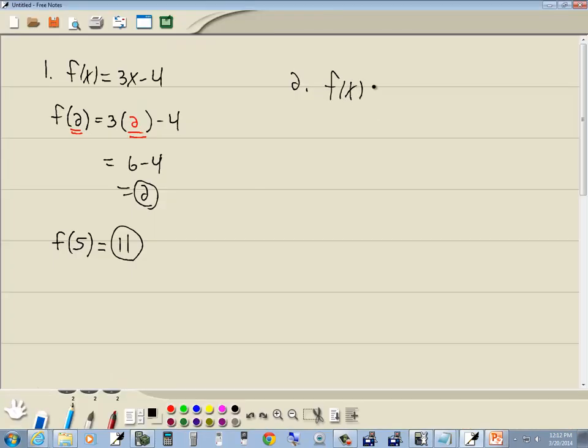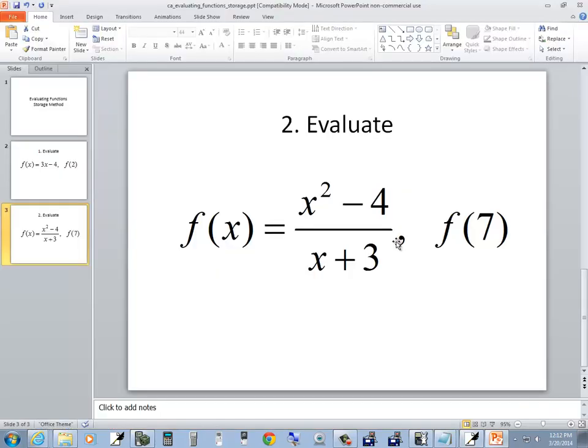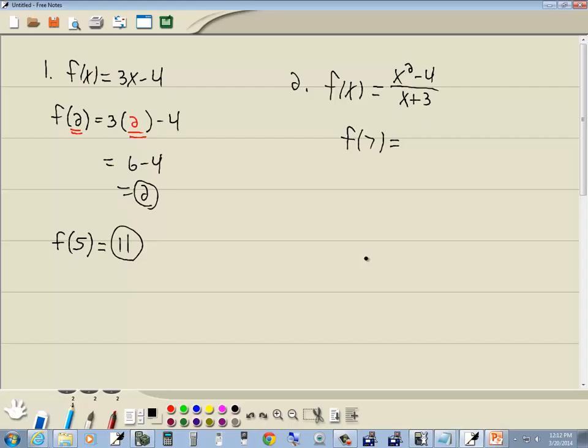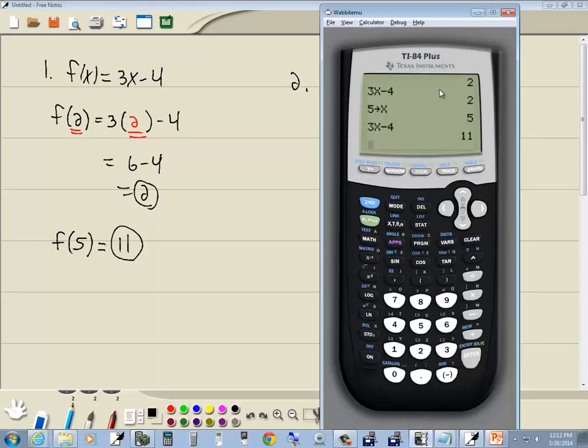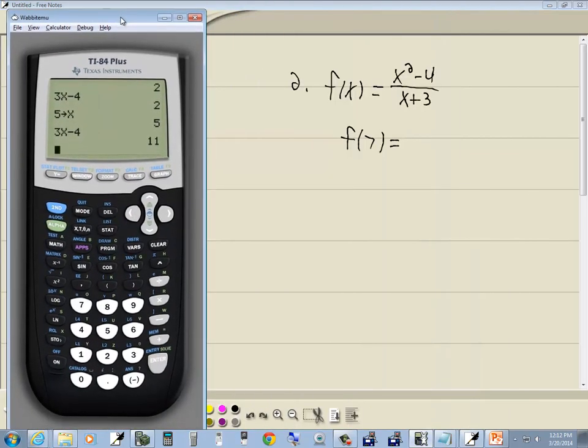We got f of x is equal to x squared minus 4 over x plus 3. And we're trying to find f of 7. Okay, well, first thing I'm going to do is clear out all those. I'm going to go ahead and put 7 in for x. So do 7, then I'll do store, and then x. Now I need to type this in.